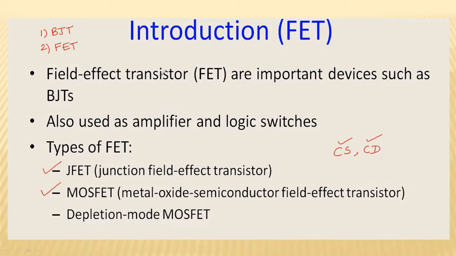In BJT, the current conduction is due to both types of charge carriers, majority as well as minority charge carriers. That is why we call it bipolar junction transistor. Whereas in FET, the current conduction is due to only one type of charge carriers, that is majority charge carriers. That is why we call it unipolar junction transistor.